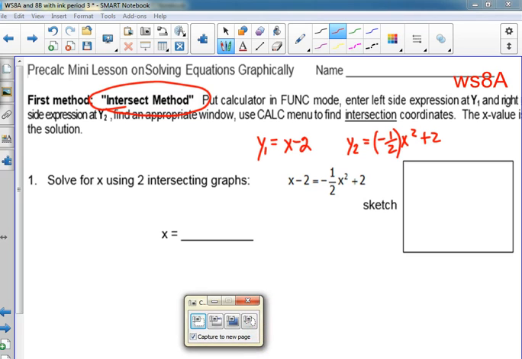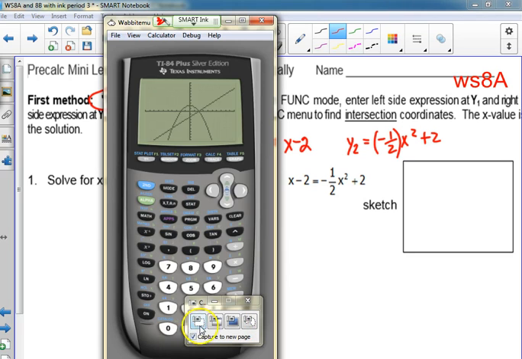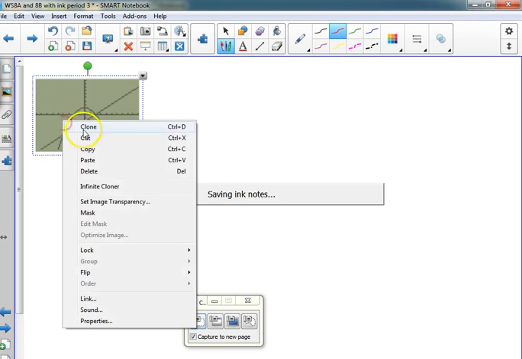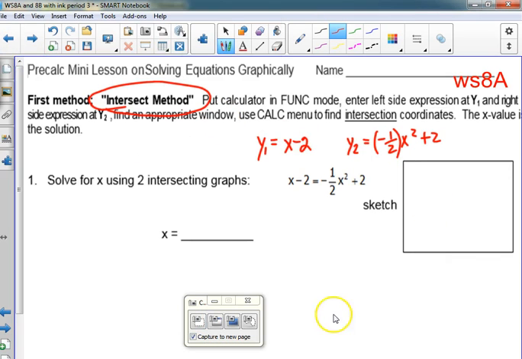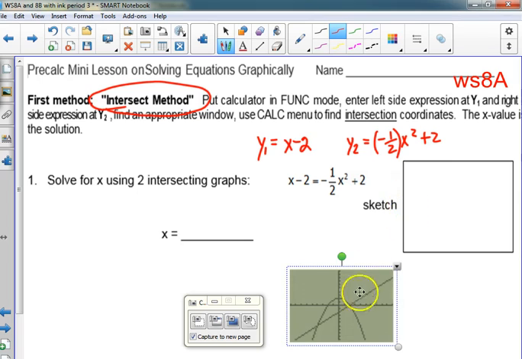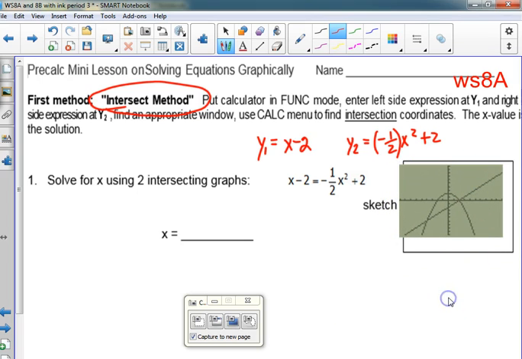I could even totally cheat and do this for my sketch. I know you can't do that. Don't hate. We talked about this a little bit yesterday, but it will eventually on quizzes ask you to give the windows. So we just did negative 10 to 10 and negative 10 to 10.